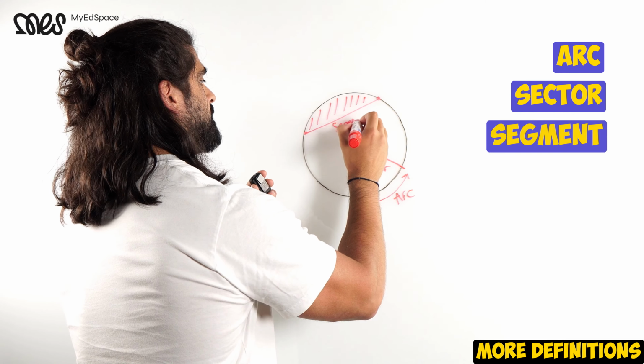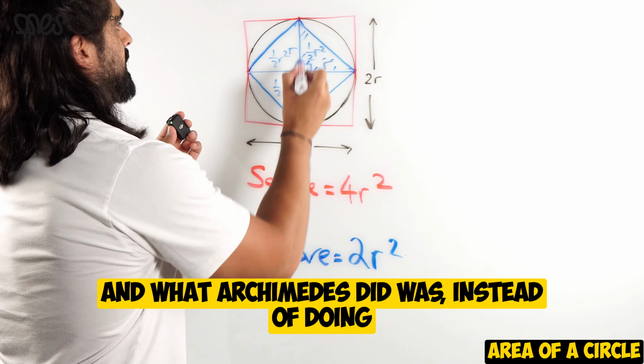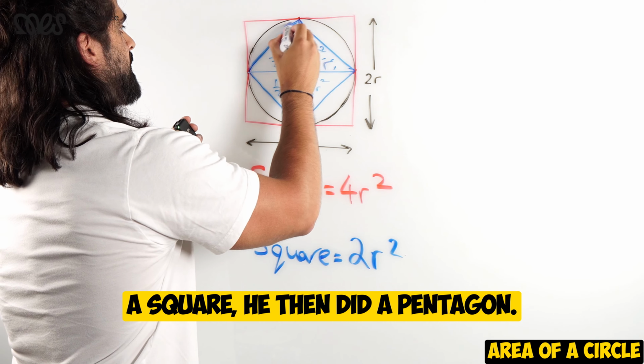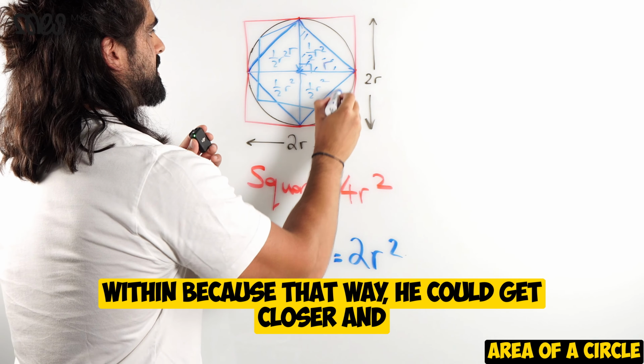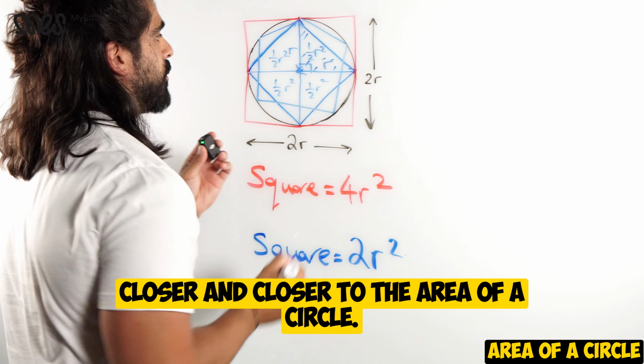Now, that's this area. How many of these triangles can we form? There's 4 of them. They're all a half r squared. So in total, how much is it? What's a half plus a half plus a half plus a half? The answer is 2. So the area of this blue square is 2r squared. And what Archimedes did was, instead of doing a square, he then did a pentagon within, because that way he could get closer and closer and closer to the area of a circle.